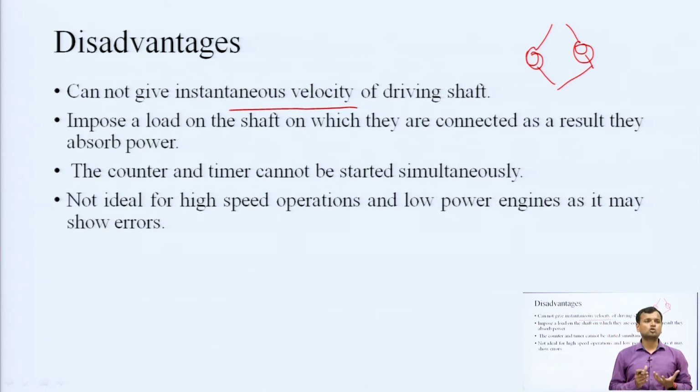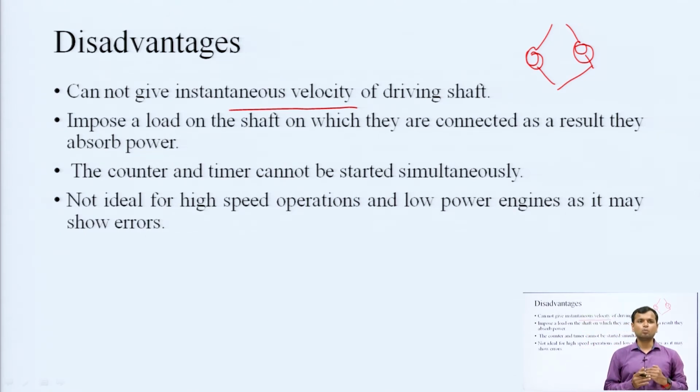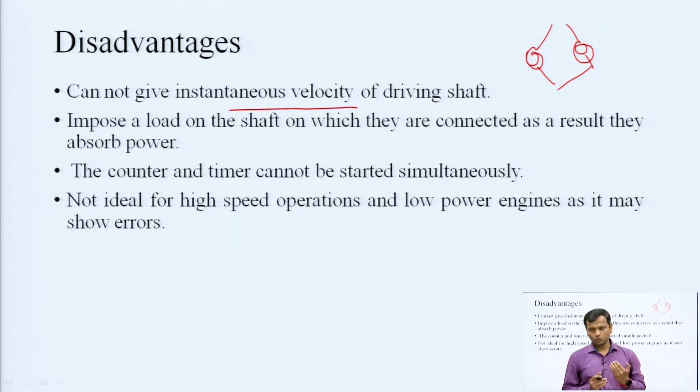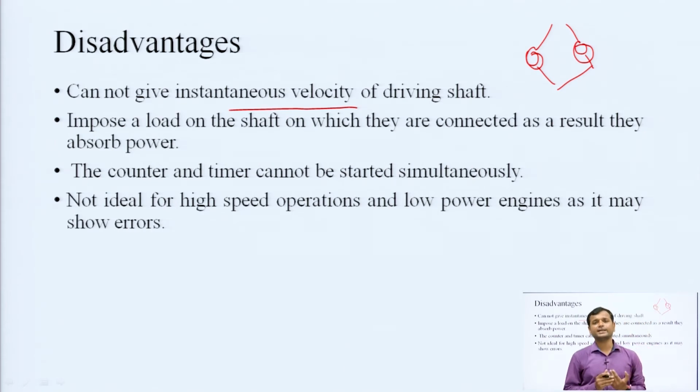Okay. And it is also not ideal for high speed operations and low power engines, as it may show errors, because we have used the mechanical arrangement. So it is not preferable for high speed operation. To measure high rotational speed, we need to use some alternative arrangement. So it will give you some error. So these are the certain disadvantages of the mechanical flyball tachometer.